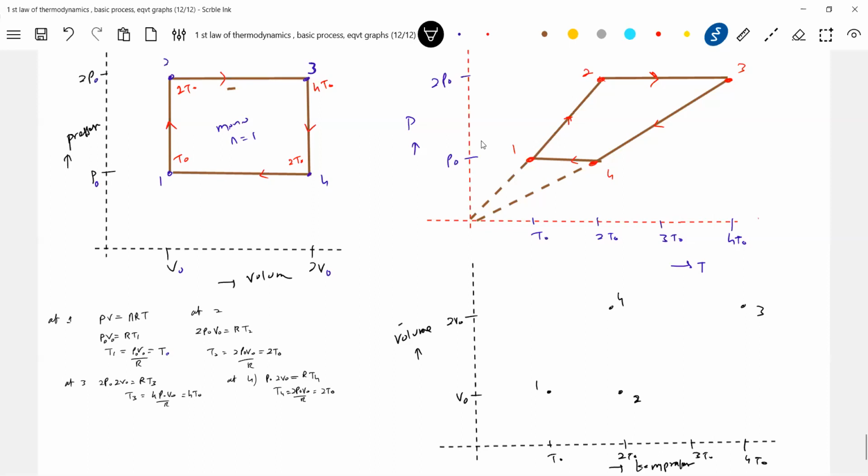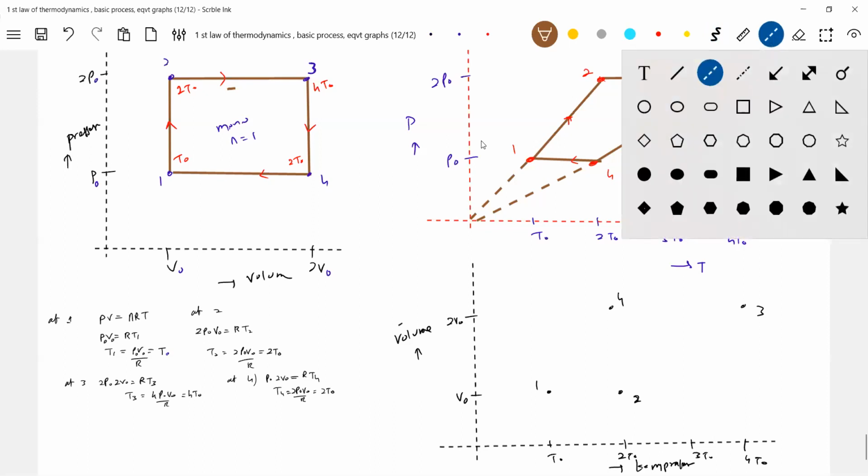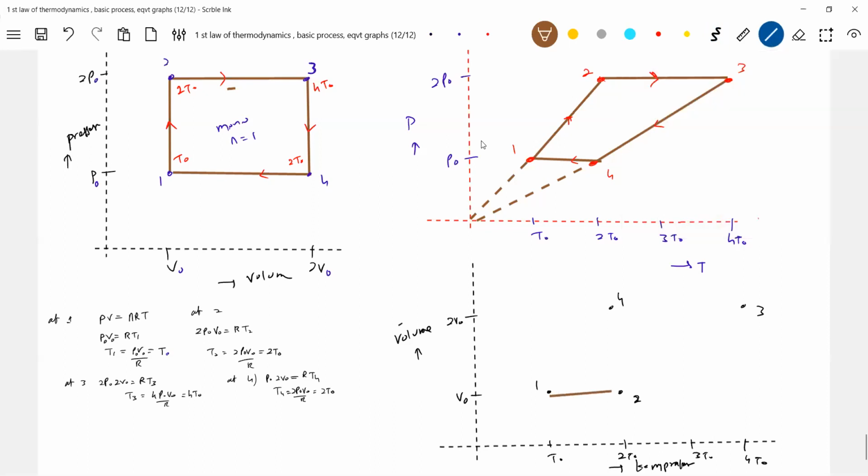Okay, what is 1, 2? 1, 2 is what? Isochoric process. How do you represent an isochoric process? Straight line passing through origin. 2, 3, what is 2, 3? Isobaric process. Isobaric process in the VT graph: straight line passing through origin. 3, 4, isochoric. 4, 1, again isobaric. So again, it's a straight line passing through origin. Okay, graph may not be exact.